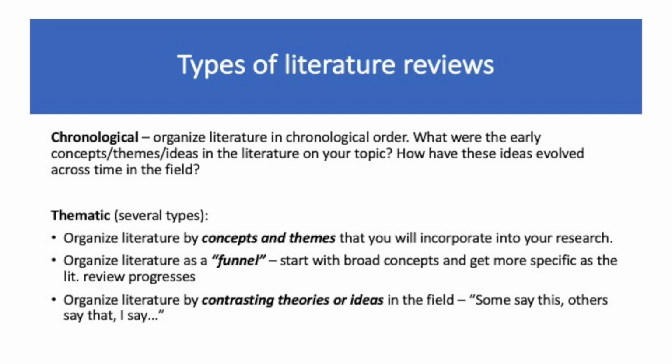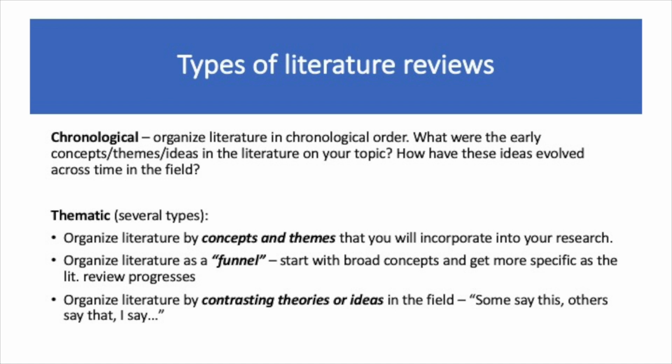Perhaps my measure of SES that I plan to use is household income. So then I'll talk about household income in particular as a determinant of health. And then I'll get more specific and talk about income as a determinant of cardiovascular disease. And then I can get even more specific and start to bring race into the discussion as well. So the funnel approach is also a common one that you see, and it does also overlap a bit with that first one, right? You're still organizing the literature by concepts and themes, you're just starting broad and then getting more specific.